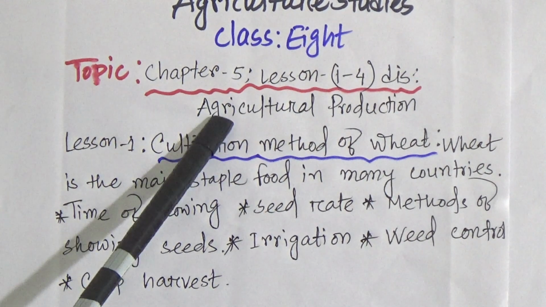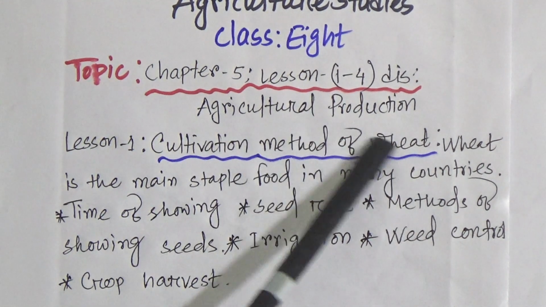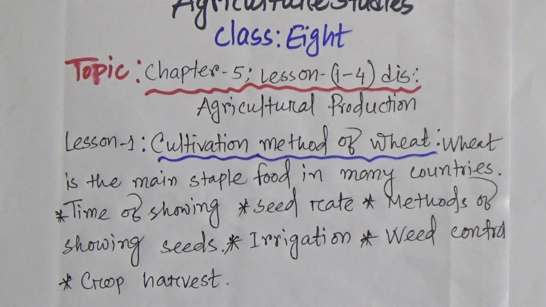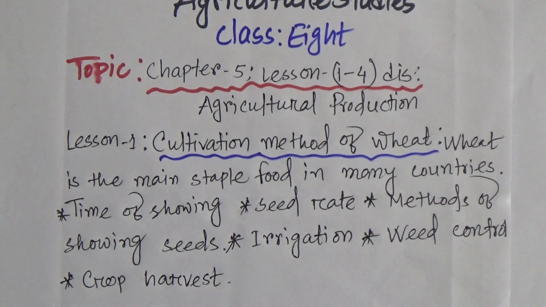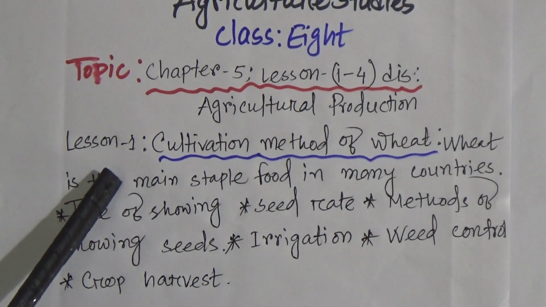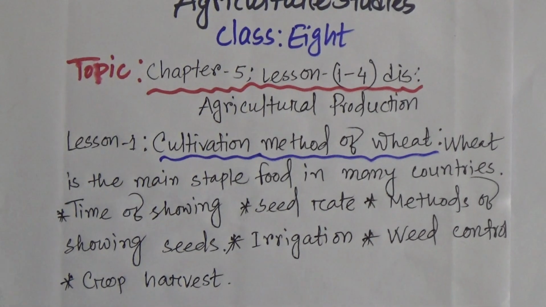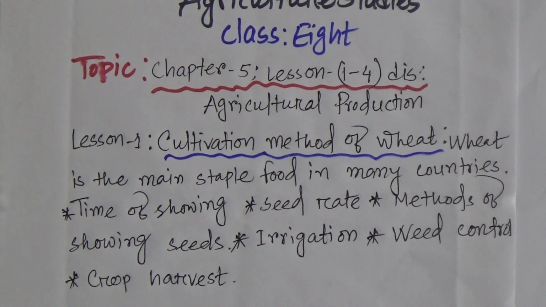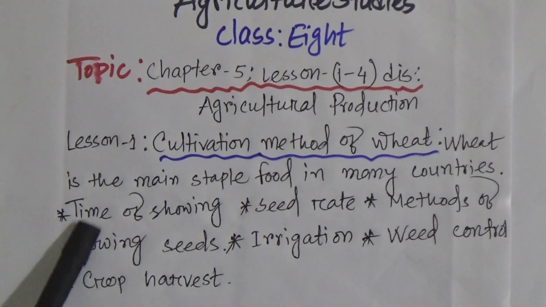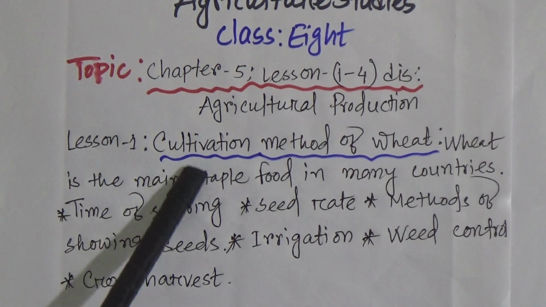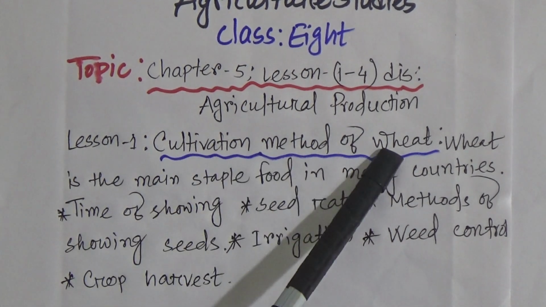Chapter 5 is about agricultural production. That means how to produce a few crops in agricultural production. Dear students, in your book you can see the pictures of wheat, shrimp, mushroom and cow. So in this chapter the cultivation of these 4 things is discussed. Lesson 1, cultivation method of wheat.